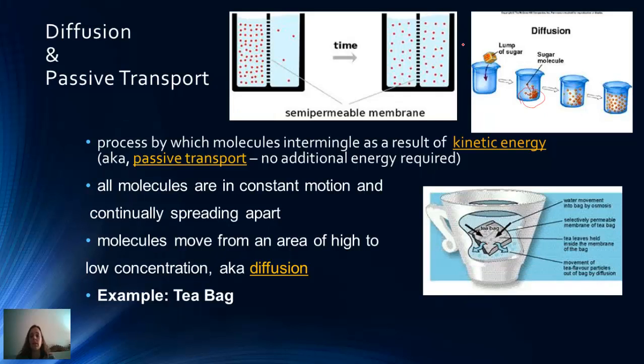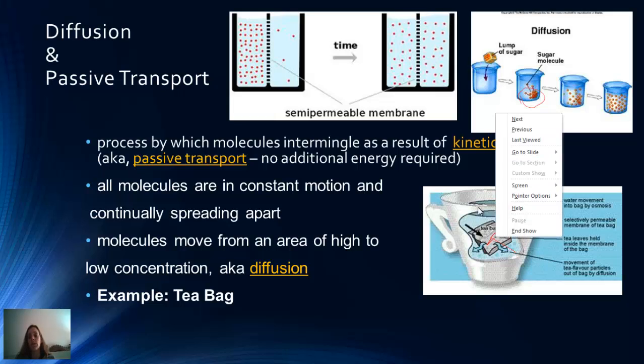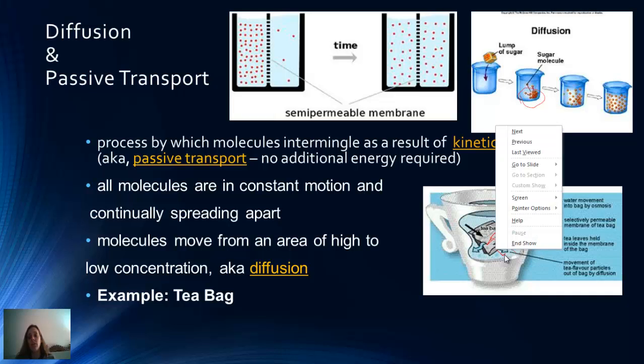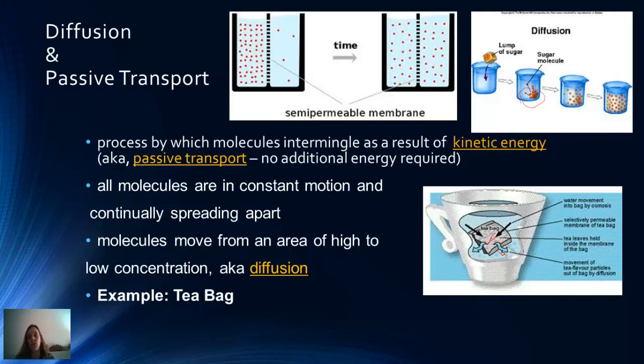Another example is a tea bag. So when you add a bag of tea to water, the bag is acting as a semipermeable membrane. Water is going to move into the bag via osmosis, and then the tea flavor is going to start to move out of the bag through the process of diffusion.